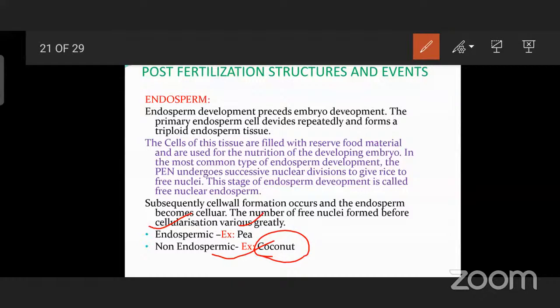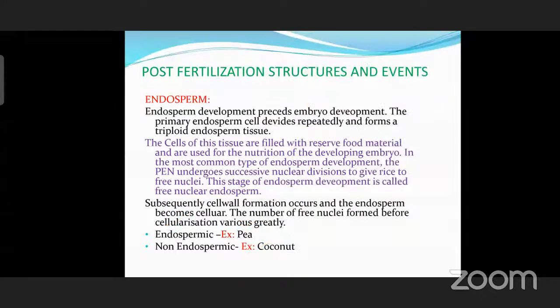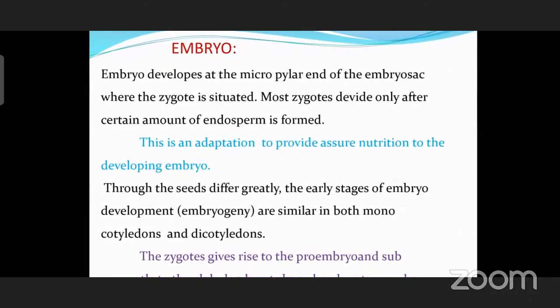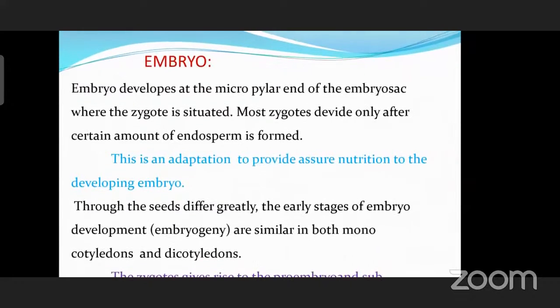This is endosperm, post-fertilization structures and events. Next one, development of the embryo. The embryo develops at the micropylar end of the embryo sac where the zygote is situated. Most zygotes divide only after a certain amount of endosperm is formed. This is an adaptation to provide nutrition to the developing embryo.